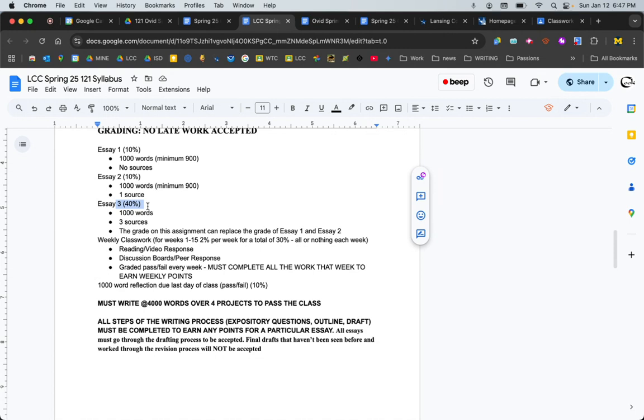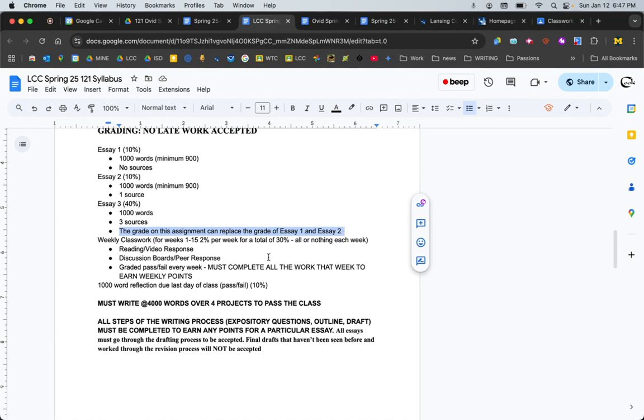I think your grade should reflect where you're at the end. So the grade on Essay 3 can replace the grade of Essay 1 and Essay 2. And that happens for most students because most students do improve. So you get a 70% on Essay 1, you get a 75% on Essay 2, you get an 85% on Essay 3. I go back and make all those grades 85%, so that you get a B on them. Because I really believe your grade should reflect what you can do at the end of the class, not what you couldn't do at the beginning.